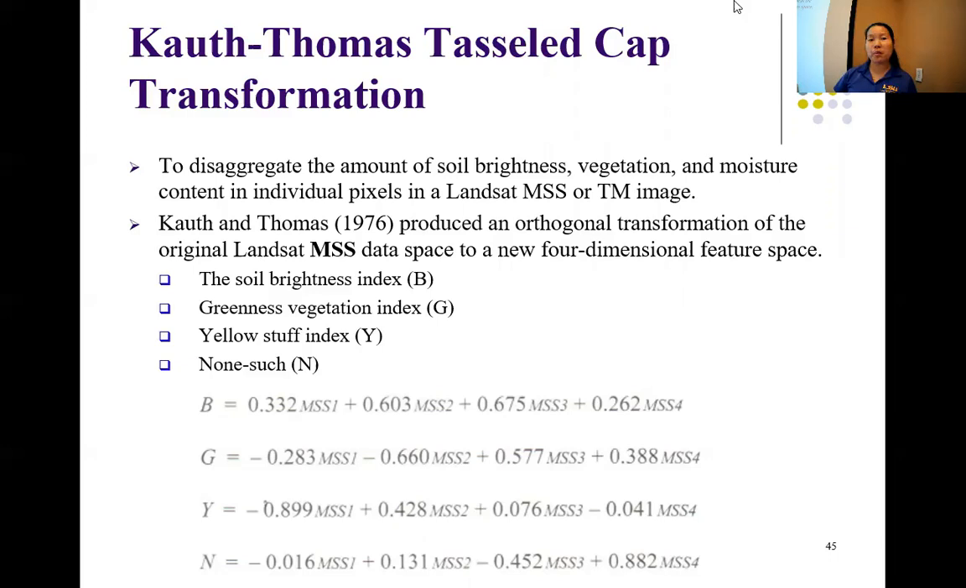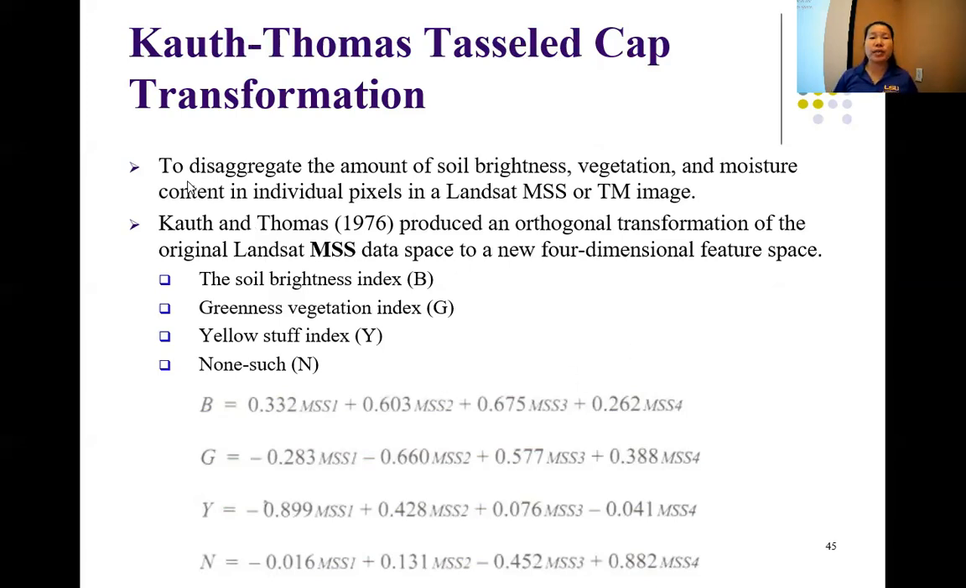is the tassel cap transformation. So basically, this method is already built into the software. When you work with Landsat images, you can directly calculate this to generate the three indices. But the slides here will be helpful for you to understand what's built in internally.